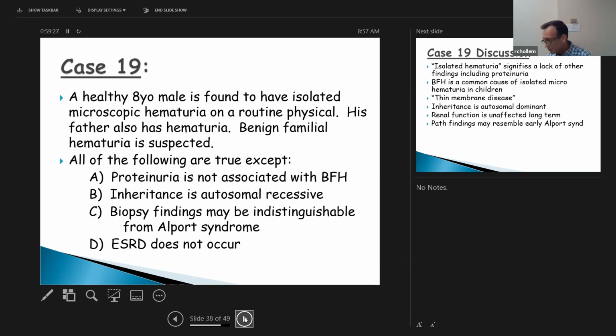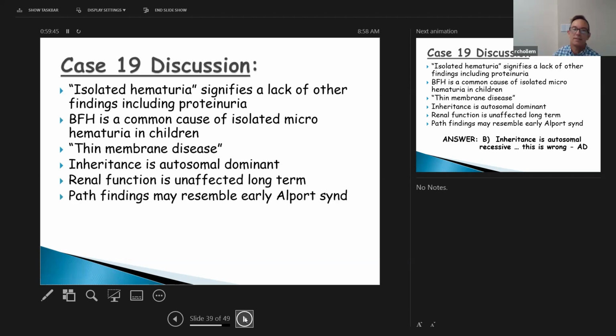Well, aren't all questions tricks? It might look like Alport syndrome because there's thinning of the glomerular basement membrane, and there's not a lot of findings with Alport syndrome on biopsy. B. Yes. Remember, benign familial hematuria is autosomal dominant.